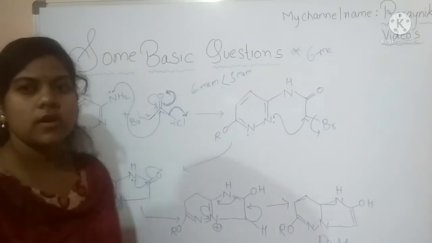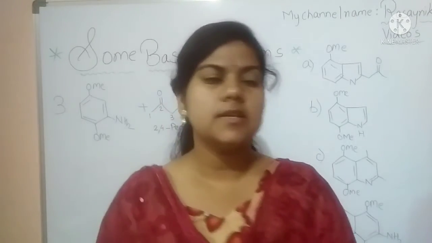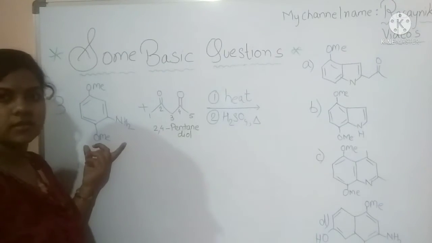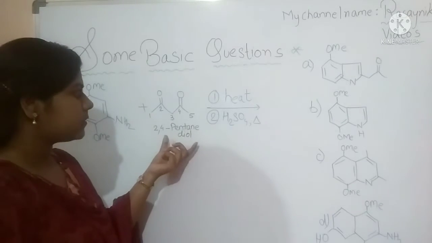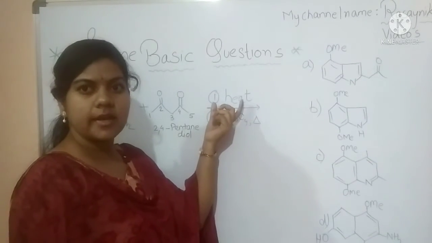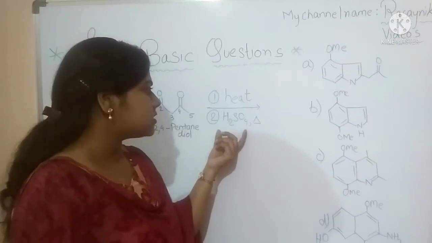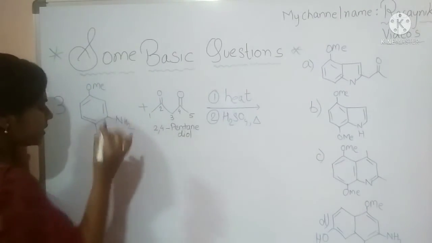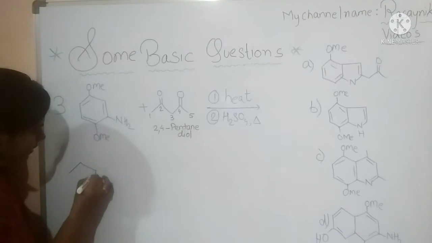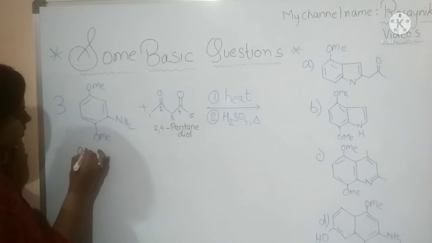Yes, so now third example is, so now our here third example is this molecule is getting reacted with 2,4 pentane diol in presence of heat in the first step, and in the second step is H2SO4 and H2SO4 is the source of proton, that is addition. Okay, so now how the reactant will react with the reagent. Let us see now.